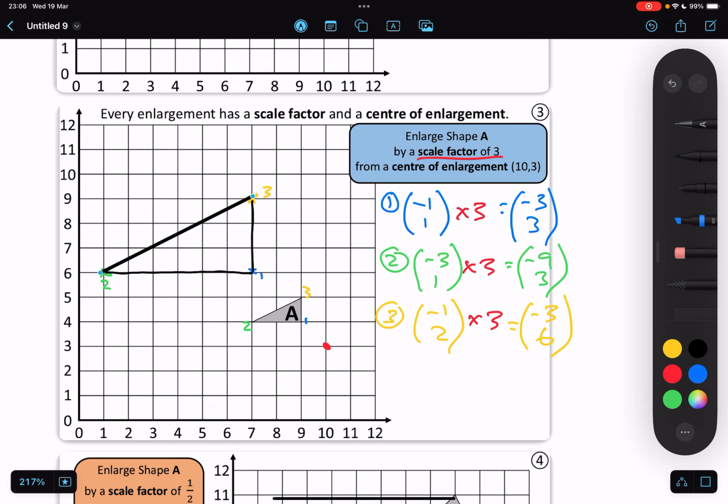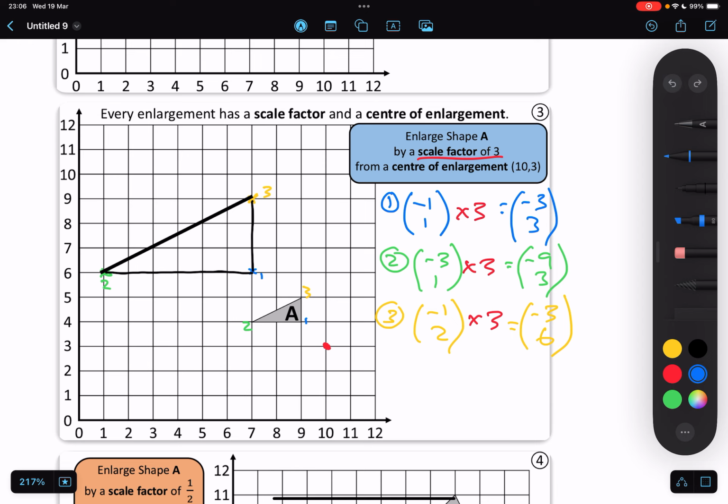Now, the scale factor is 3. So my question is, is the new triangle 3 times bigger? Well, let's have a look. The base of this triangle is 2, which means that if it's 3 times bigger, we want the base to be 6. Let's have a look: 1, 2, 3, 4, 5, 6. Yes, it is. So so far we can see that the base is 3 times bigger.